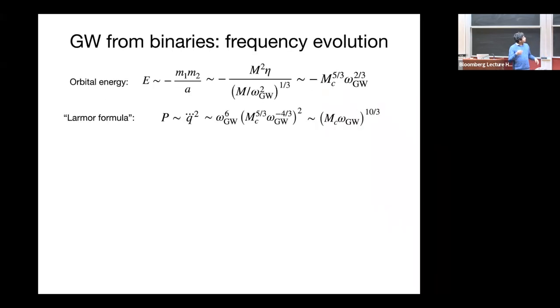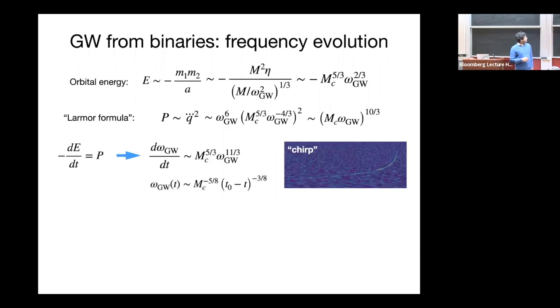This is the amplitude, but what is important for detection is the frequency evolution of the signal. To get a simple idea of that, we can start with the Newtonian expression for the orbital energy, which we can again write in terms of the chirp mass and the frequency omega. Then we can take the power emitted by such a system, where instead of electromagnetism's Q double dot squared, here it is Q triple dot squared, and again you can write that in terms of the chirp mass and the frequency. If you equate the rate of change of the energy to the power, you get an equation for the evolution of the frequency omega. If you solve that, you find that it evolves as a power law with time, and that is the origin of this characteristic chirp.